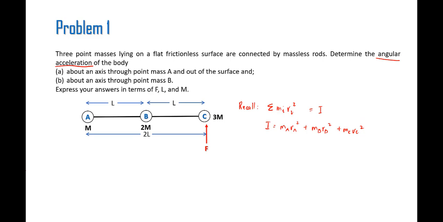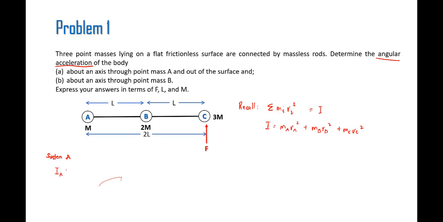Okay, so let's start with system A. Again, system A is this system, but its axis of rotation is through point A. So if we apply a force with magnitude F, this whole system will rotate counterclockwise about this axis.